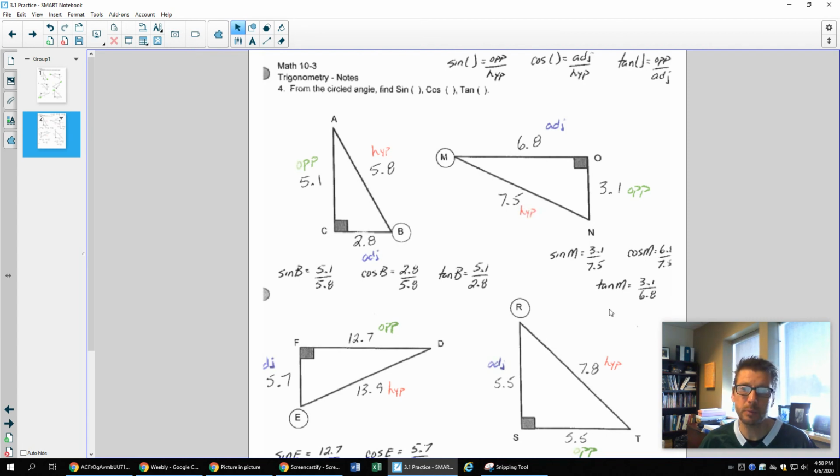The last example is the tangent ratio, the opposite side over the adjacent side. The opposite of M is 3.1, the adjacent to M is 6.8. Again, these are ratios, and that's all we're doing right now. We want to understand that we have three special ratios every time you have a right triangle. In the future, we're going to use one of these ratios to help us figure out a missing side or a missing angle in a triangle.